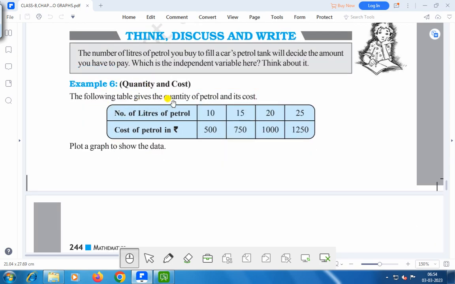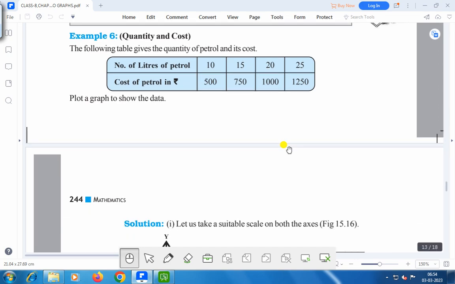The following table gives the quantity of petrol and its cost. Number of liters of petrol 10, cost of petrol in rupees 500. When the number of liters is 15, the cost is 750. For 20 liters, the cost is 1000. When the number of liters of petrol is 25, the cost is 1250. Right? Now plot a graph to show the data.